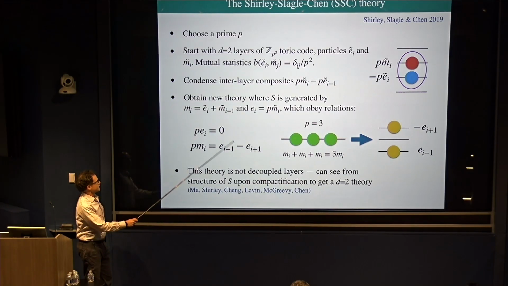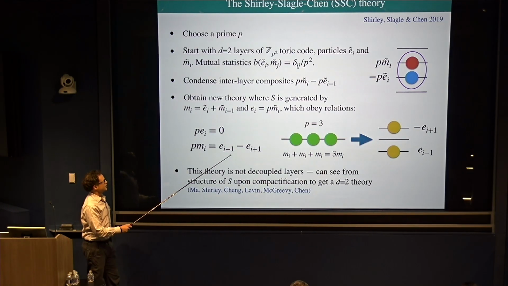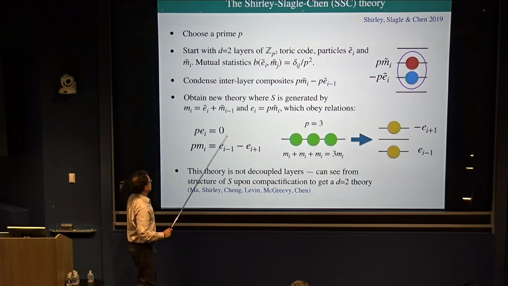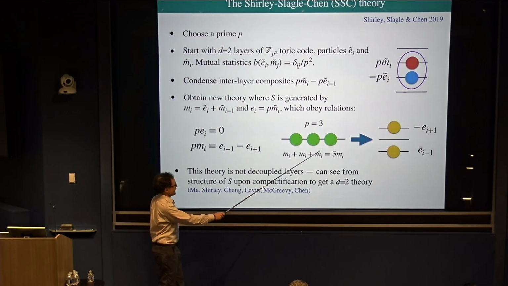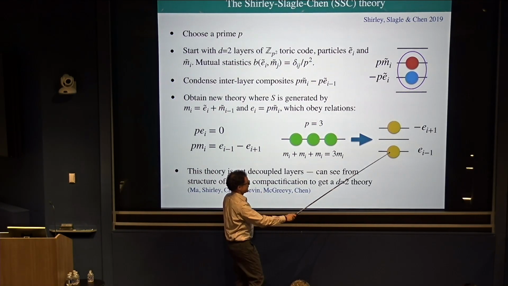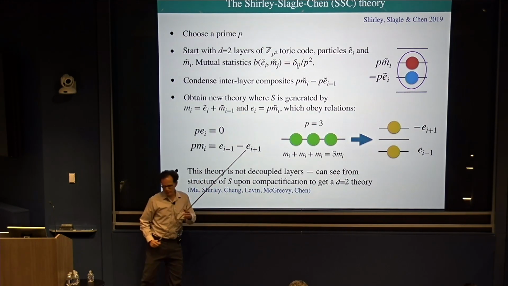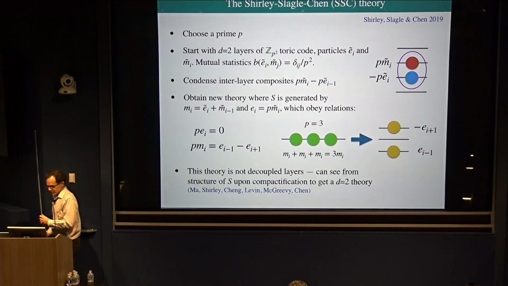And these excitations have interesting fusion, which is expressed in this picture. So P copies of an E is always 0, but P copies of an M actually splits into two E's, one in the layer above, one in the layer below. Okay, so this looks interesting.